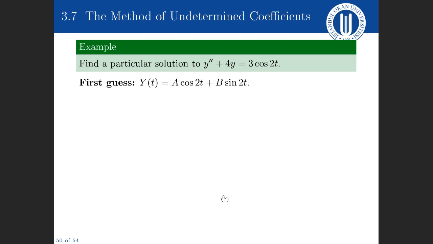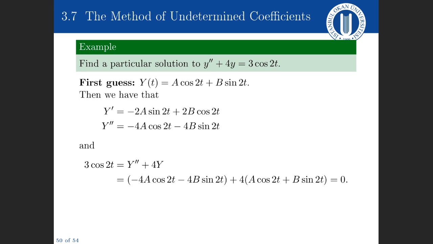Find a particular solution to y double prime plus 4y is equal to 3 cos 2t. We use the same ideas as before. G of t is a number times cos 2t, so we're going to guess that the particular solution is a cos 2t. Because we have cos, we must also have sine, so we must also have plus b sine 2t. And I've written first guess here. This is a clue that this is not going to work, and we're going to need to make a second guess. Let's see how it doesn't work.